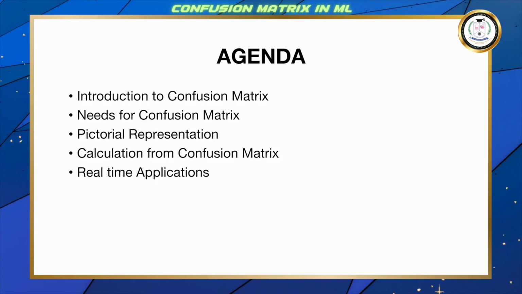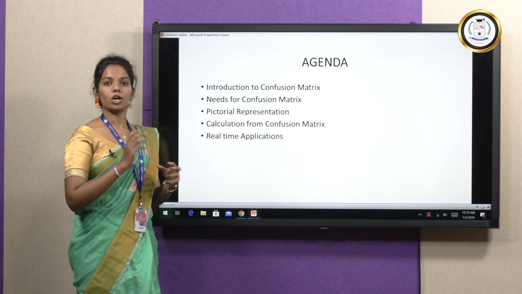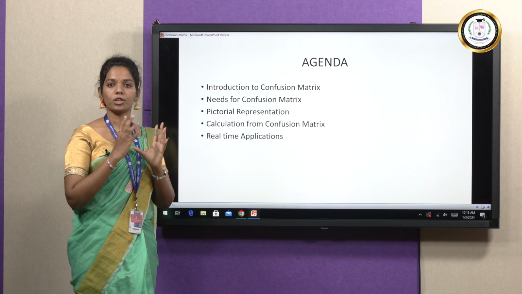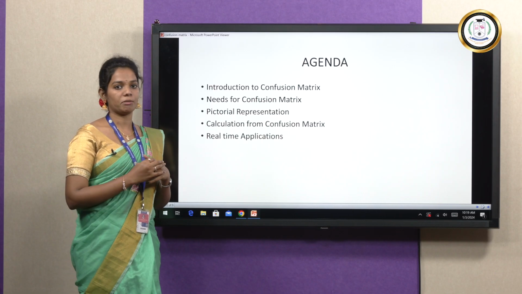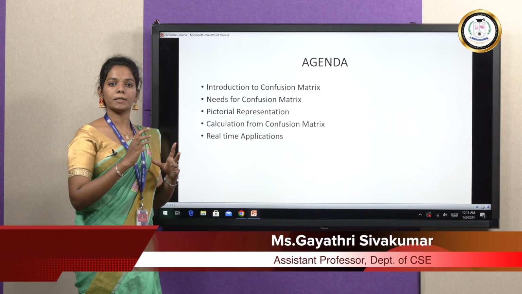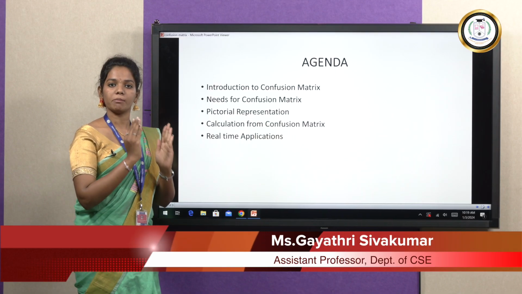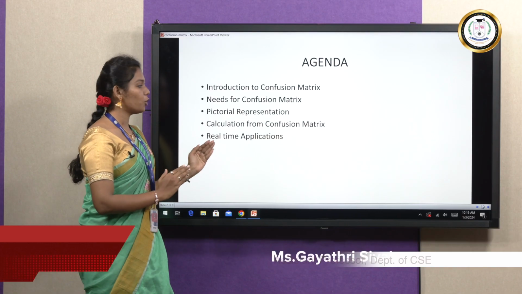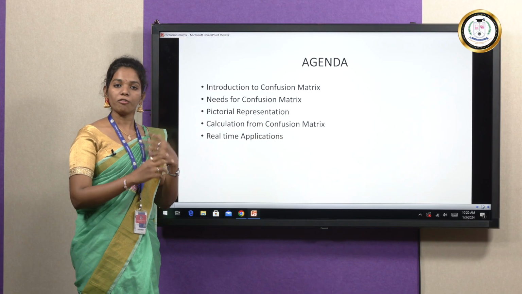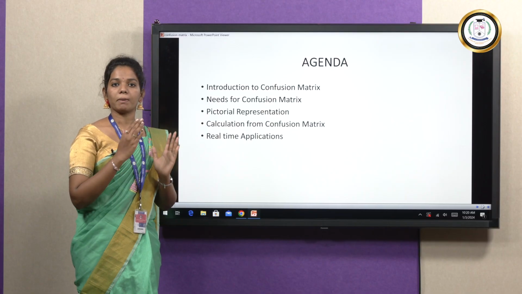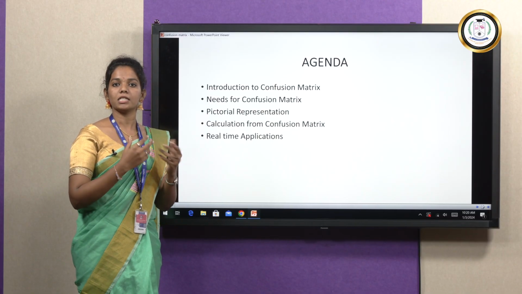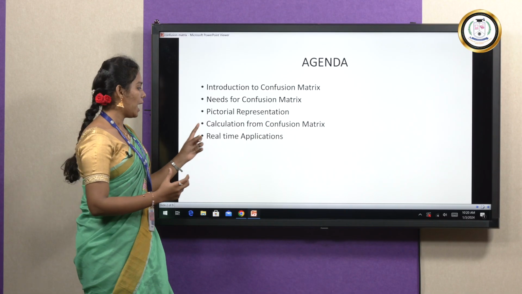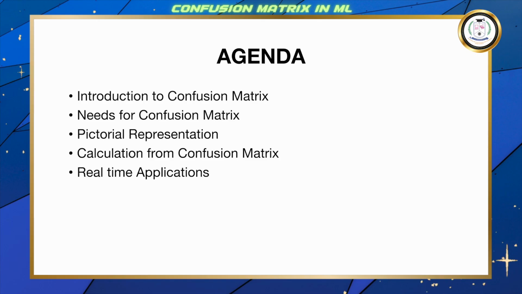Here is the agenda. First, we are going to see an introduction or the definition of what a confusion matrix is, followed by the need or purpose or uses of the confusion matrix. Next is a pictorial representation of how a confusion matrix looks, followed by a problem on how to solve various parameters on a given set of test data, and last are the real-time applications of confusion matrix in machine learning.